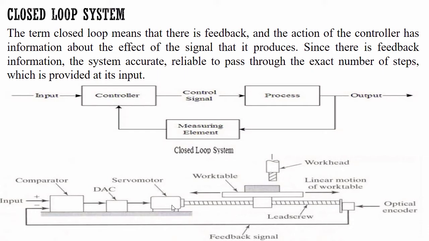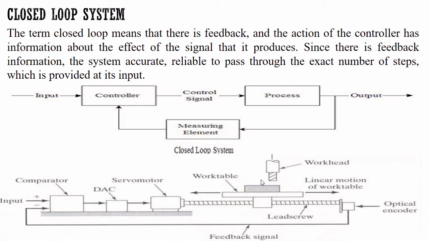So if you consider the same example that I gave earlier for the open loop system, here also in the closed loop system there is a motor, and this motor is connected to a shaft that is nothing but a lead screw. Once the motor starts rotating, the table moves left to right.